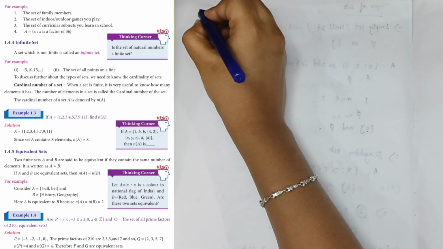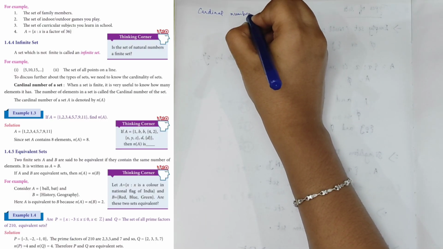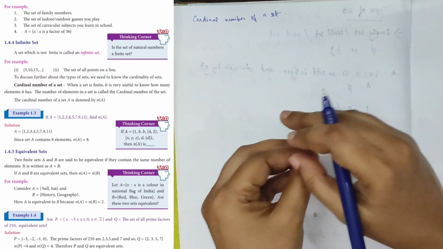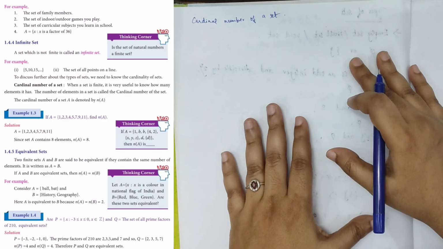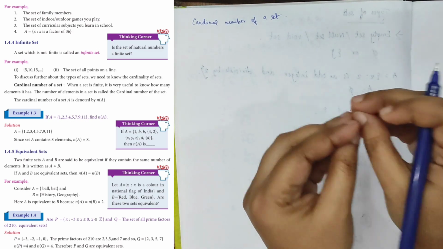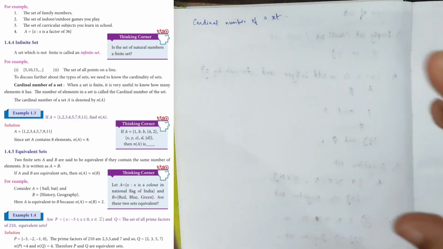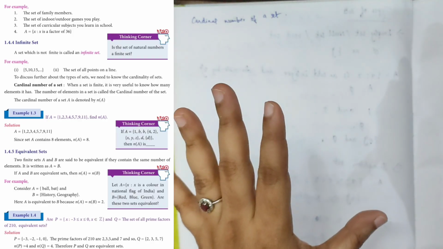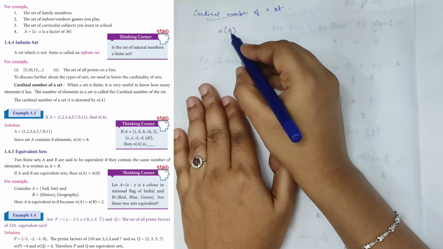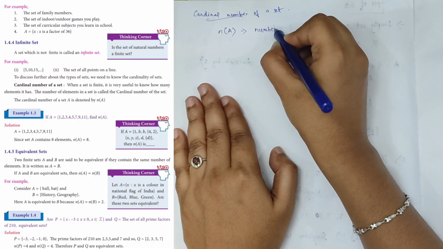Next we are going to see about the cardinal number of a set. When a set is finite, we can count how many elements it has. That count is called the cardinal number. I repeat this: when a set is finite, we can count how many elements are there. That count is called the cardinal number. It is written as n(A), that is the number of elements in set A.